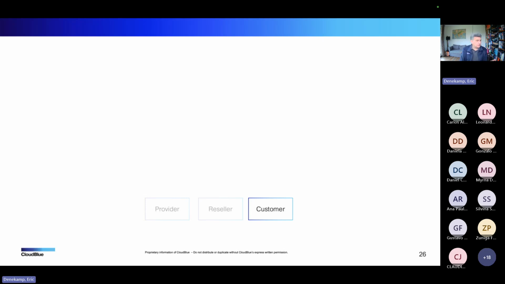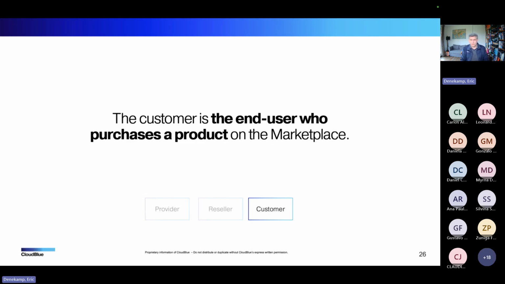And then we've got the most important role. And some people always say, yeah, but the provider is the most important role. I would say no, the customer is the most important role. Why? Without customers, you don't make money. So the only way to make a lot of money is to have a lot of customers. And the customer in this case is, of course, the end user who purchases the product on the marketplace.